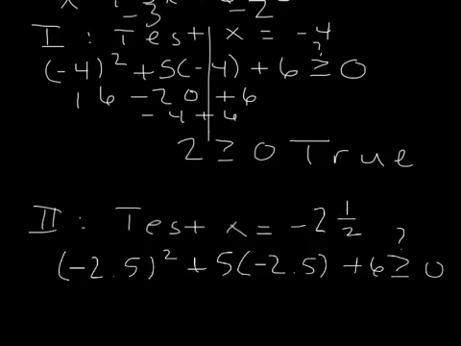So what do we have here? So if we have 2.5 squared, that's 6.25. That's positive. Then 5 times 2.5 is now -12.5 plus 6.